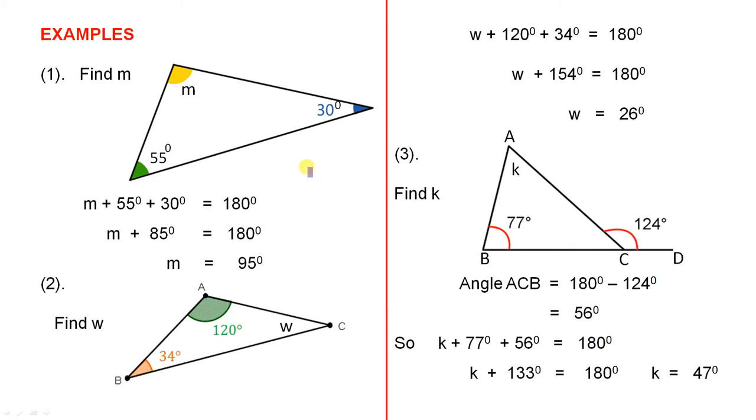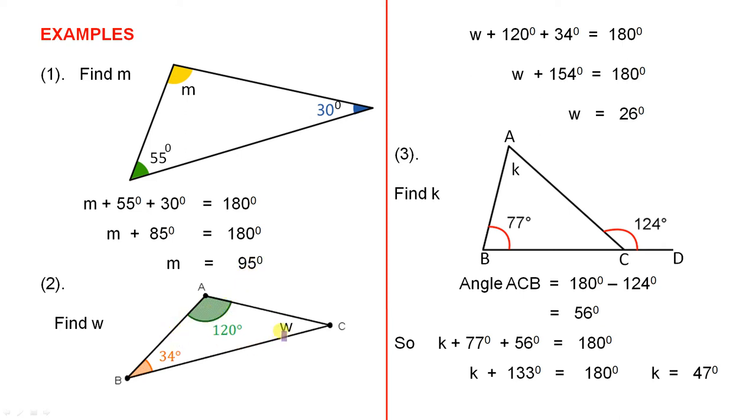Let's do some simple examples using this rule. Example 1, find M. So here we have a triangle where that's M, we have 55 degrees and 30 degrees. So if we add those three together, we have M plus 55 degrees plus 30 degrees equals 180 degrees. M plus 85 degrees equals 180 degrees, so M is 95 degrees.